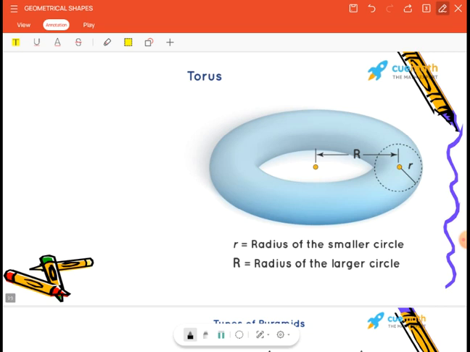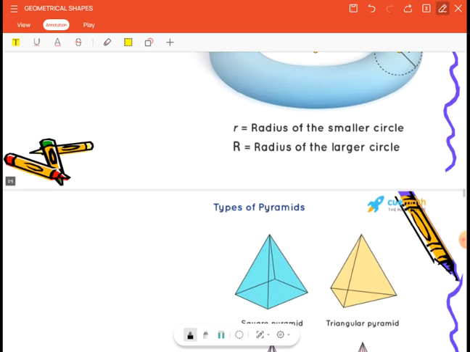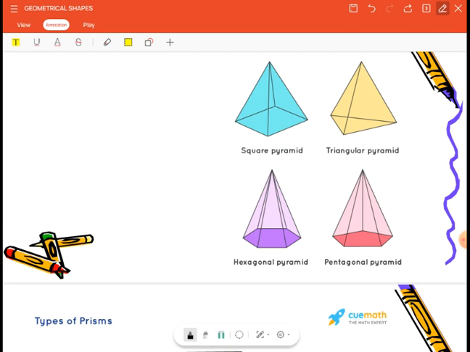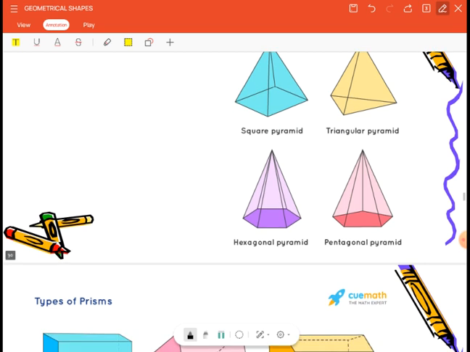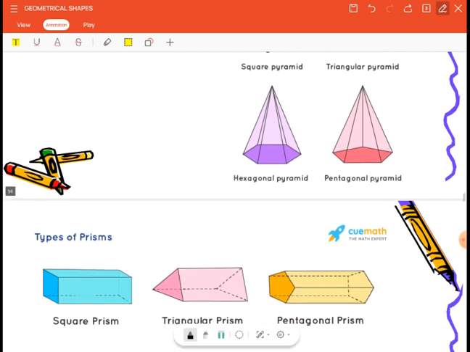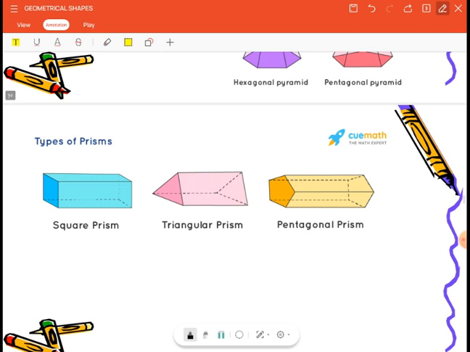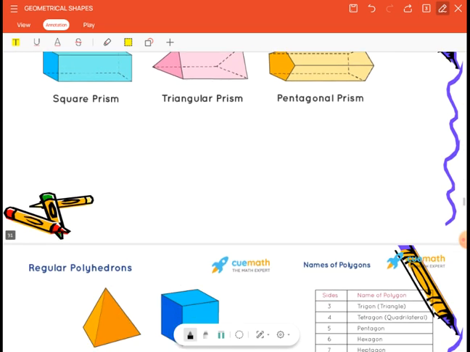Next is yung torus, yung para siyang donut, no? In some other term kasi donut talaga yung tawag dyan. We also have types of pyramids. Meron tayong square pyramid kasi yung base niya ay square. We also have triangular pyramid kasi yung base niya ay triangle. Hexagonal kasi yung base niya ay hexagon. And pentagonal kasi yung base niya ay pentagon. We also have types of prism. Square prism, triangular prism. Ay, yung triangular prism, lagi nyo nakikita sa chocolate, diba? And we also have pentagonal prism.